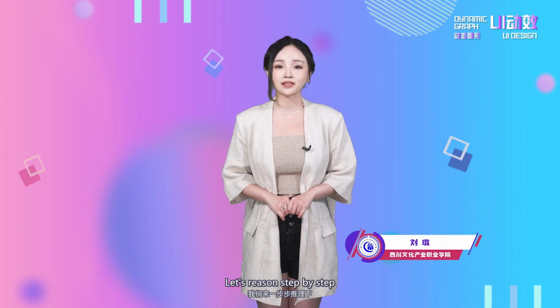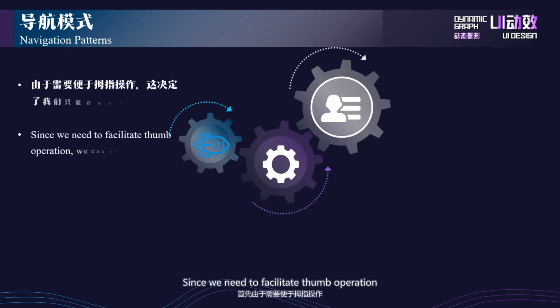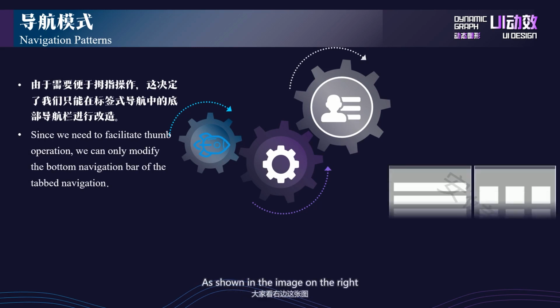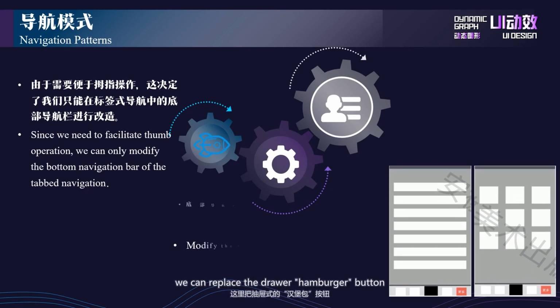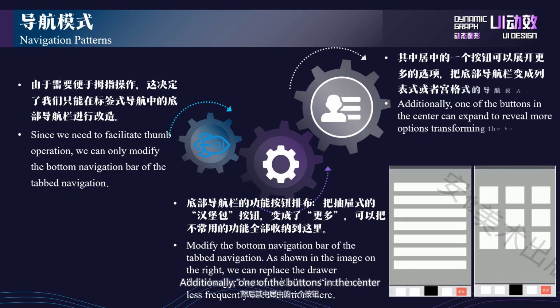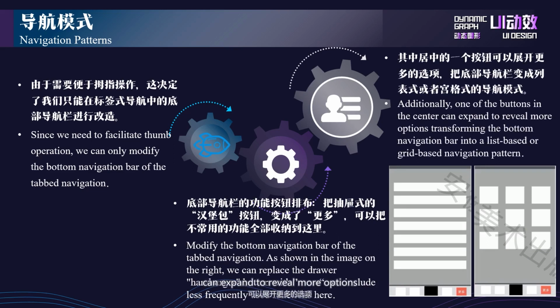Let's reason step by step. Since we need to facilitate thumb operation, we can only modify the bottom navigation bar of the tabbed navigation. As shown in the image on the right, we can replace the drawer hamburger button with More and include less frequently used functions here. Additionally, one of the buttons in the center can expand to reveal more options, transforming the bottom navigation bar into a list-based or grid-based navigation pattern. This way, the desired design can be achieved.